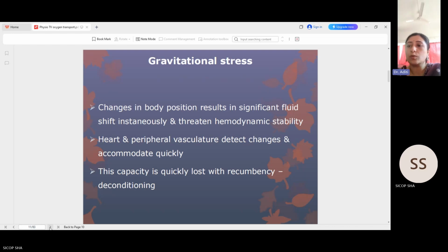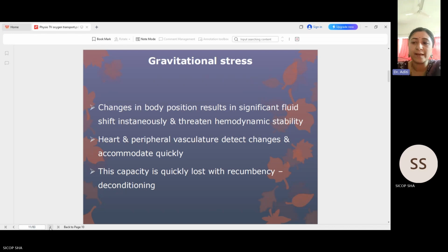Gravitational stress. Changes in the body position result in significant fluid shift instantaneously, and it also threatens the hemodynamic stability. One example is a patient who is bedridden for a very long period of time, and when we get him up in the upright position, there is a shift of fluid and hemodynamic instability can occur. That is all because of the effect of gravitational stress.